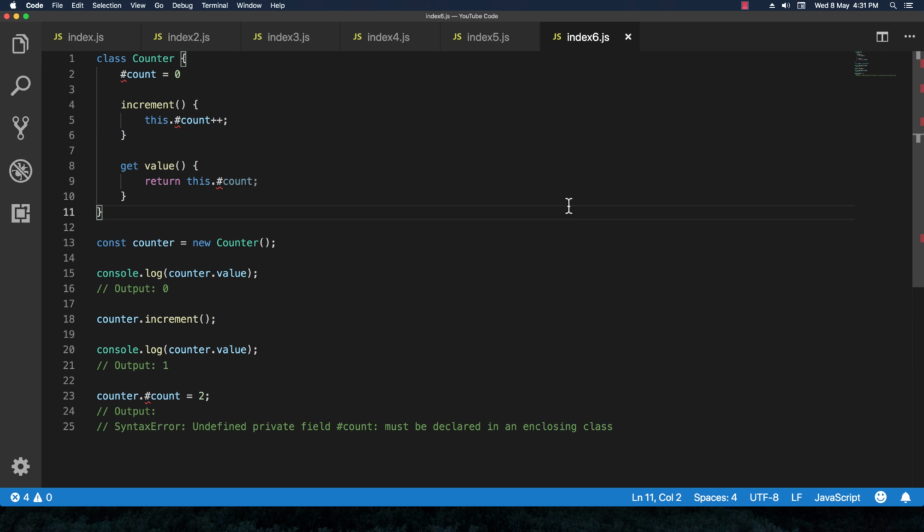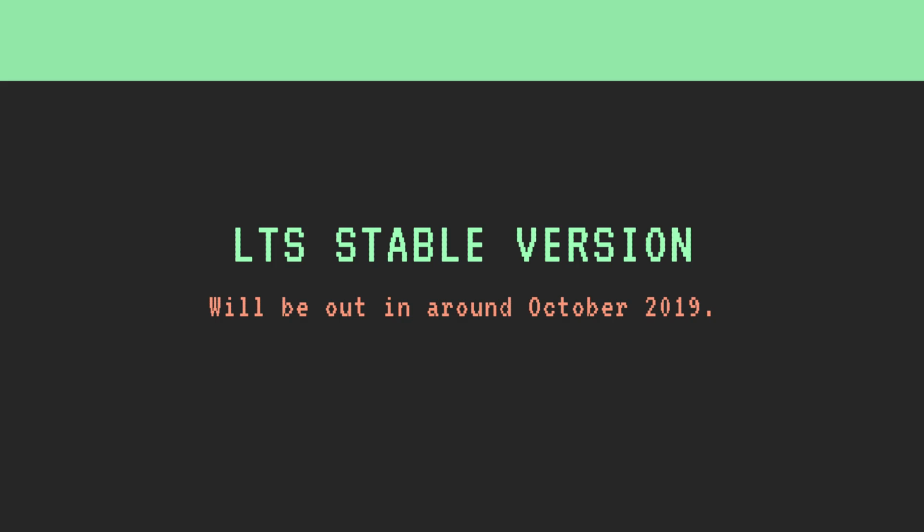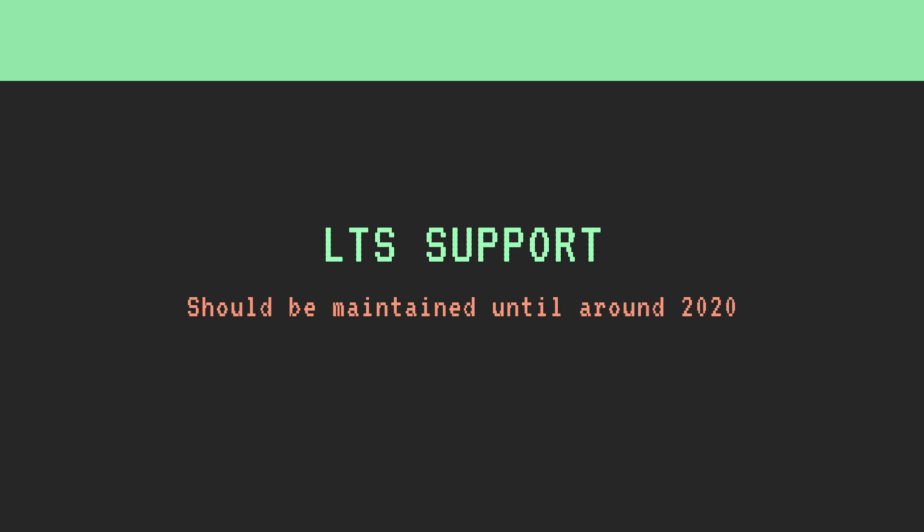And now the last things worth mentioning are that, one, the LTS stable version will be out in around October, so for the moment, I would not suggest to go into production with Node version 12. Two, the LTS version should be maintained until around 2022. That's why it's called long-term support.